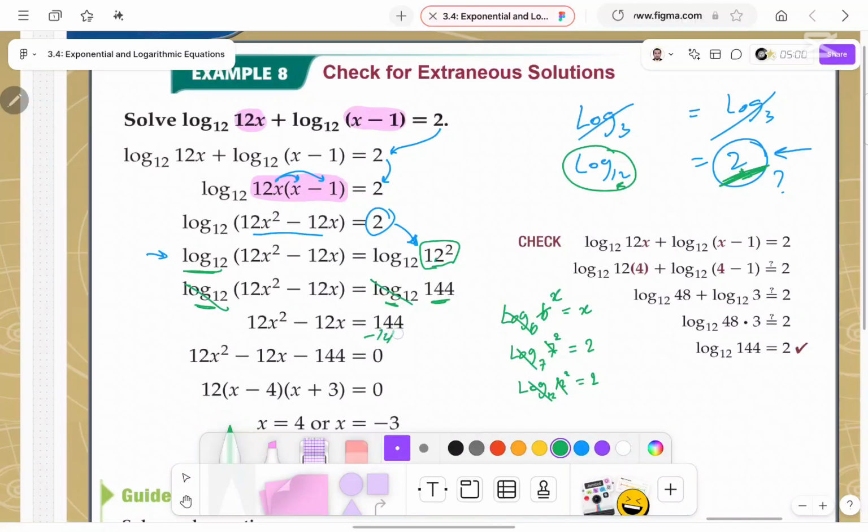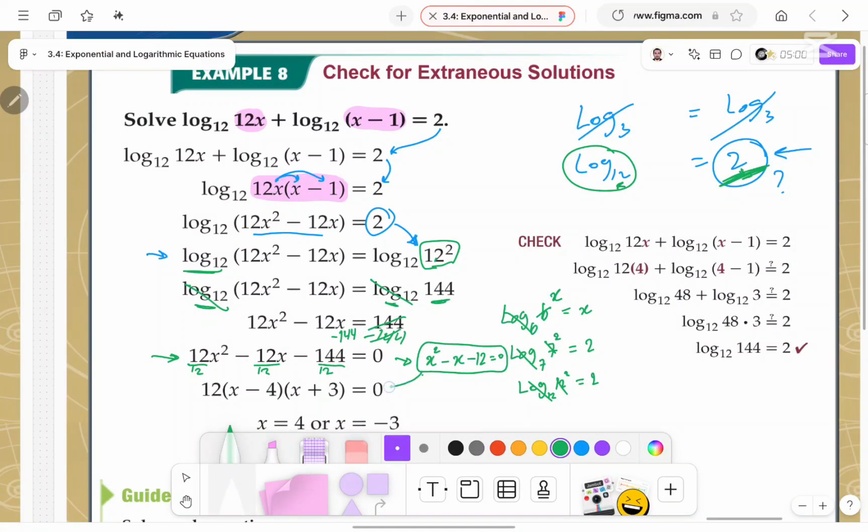So we subtract 144 from both sides, so we cancel this 2, minus 144. So we have this equation. Now, do I have a common factor here? Yes, I have 12 as a common factor. So we divide this one by 12, this one by 12, and this one by 12. After we divide, it becomes x squared minus x minus 12 equals 0. Okay, so now how can I factor this one?